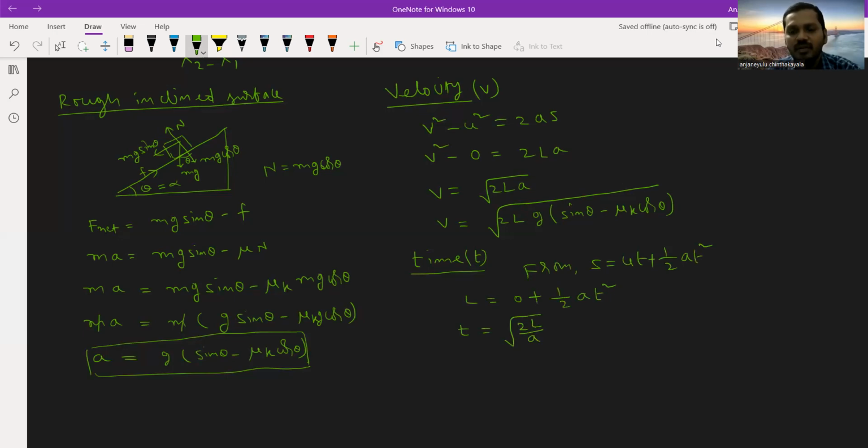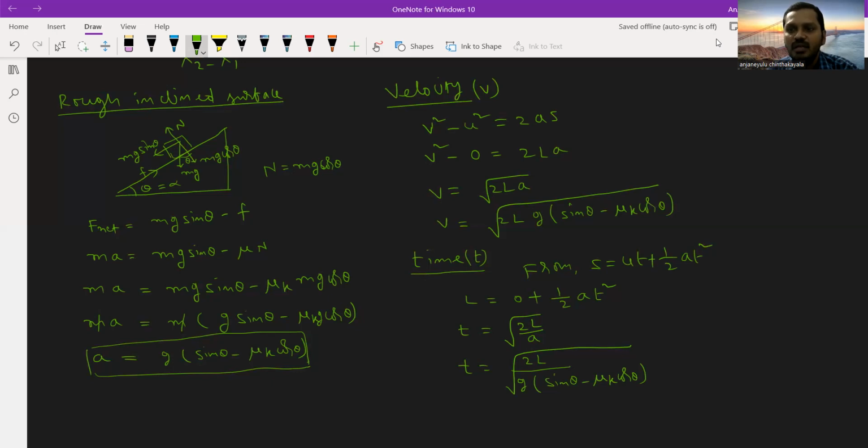Substituting the a value again in this equation, time t is equal to the square root of 2L divided by g into sin theta minus mu k cos theta. This is the time taken. So on this rough inclined surface, we calculated three values: the acceleration of the block, the velocity with which the block reaches the bottom level, and the time taken by the block to reach from the top of the inclined surface to the bottom level.